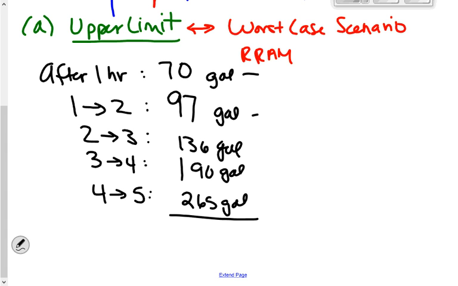So these values are the amount that I'm losing every hour, if I assume that the rate for that hour is the worst that it could be, the highest value. So if we add all those up, the amount of oil we lost each hour, that'll give us an upper limit. So what do you get if you add all those up? Yeah, 758.